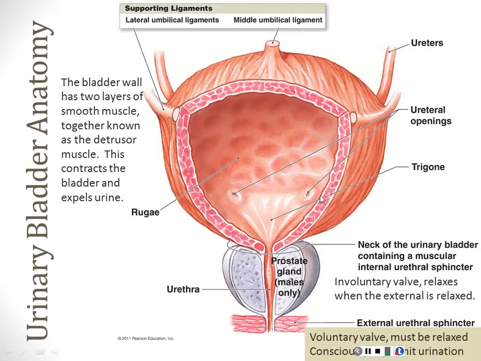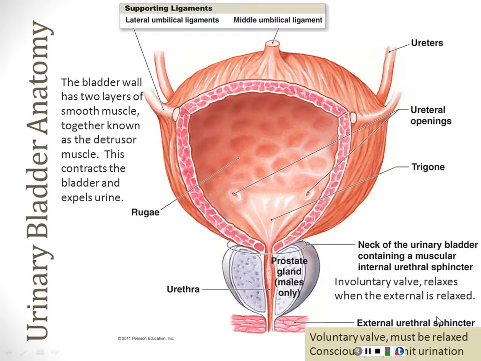So it gets a special name. We call that the trigone, this smooth funnel-shaped area between the ureter openings and the entrance to the urethra down here. And then they're just showing you the prostate gland in the male only. In the female, there's nothing there. Okay. So we have two sphincters.